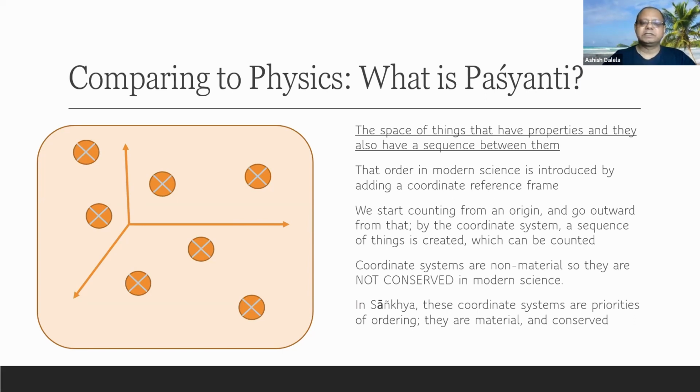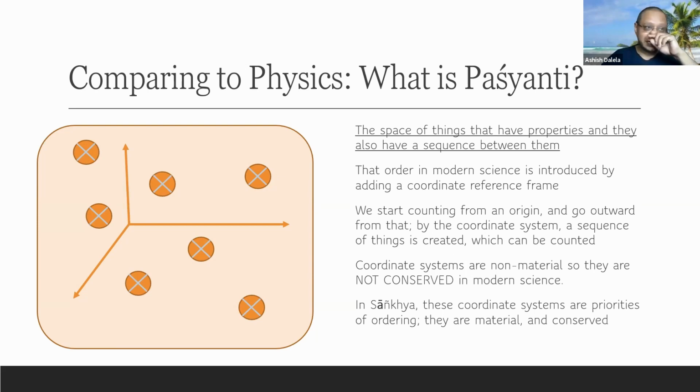Because physics assumes that there are particles, there is a space, and not just space, there is a coordinate system using which we can count. Therefore, what we are taught in schools and colleges is this very simple system where you say there is a space, a coordinate system, and particles with properties, and that seems like just one thing. But there are three levels of layers that have gone into this construction, which are not distinguished. There is another distinction between Sankhya and physics, which is that we say these coordinate systems are conserved. So they are real for Sankhya, but they are unreal for physics.